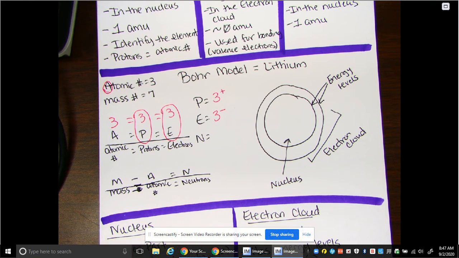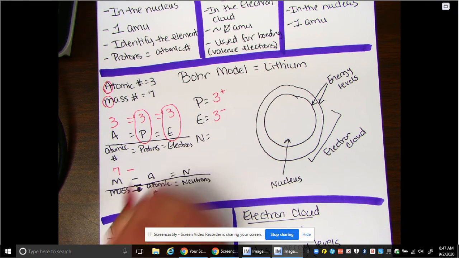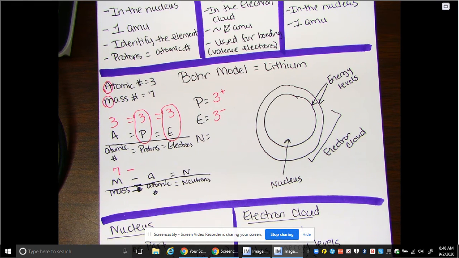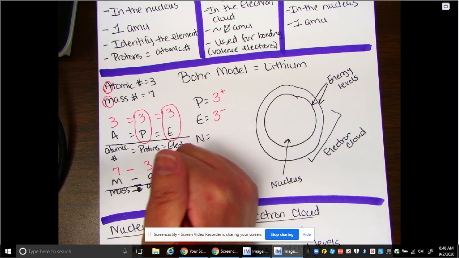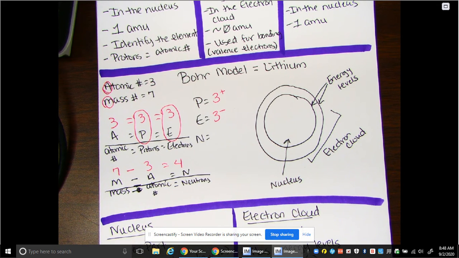I'm going to take my mass number, right? My atomic mass number of 7. It was 6.94 on the periodic table, rounded up to 7. 7 minus the atomic number of 3 equals 4. You can use a calculator, you can mental math it, you can do whatever you'd like in order to calculate this. You do get a calculator for a STAAR test. 7 minus 3 is 4, so I have 4 neutrons.